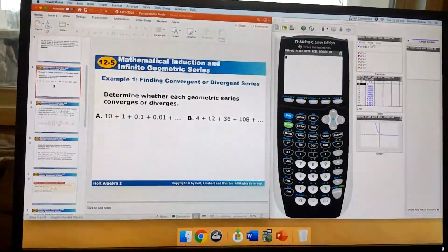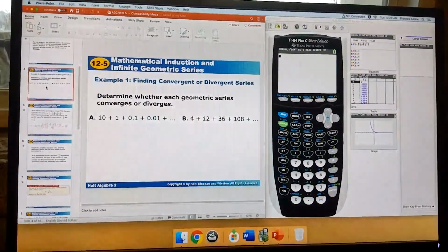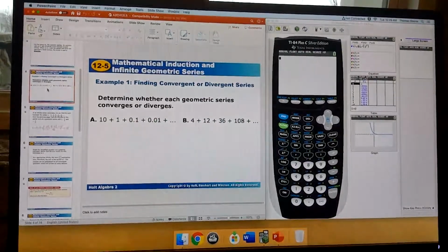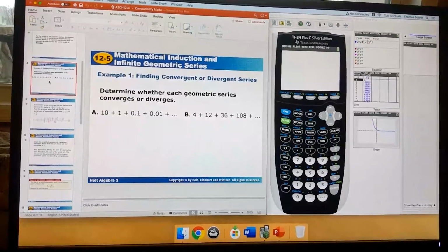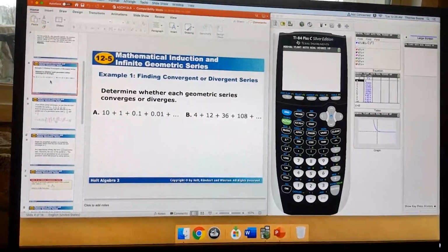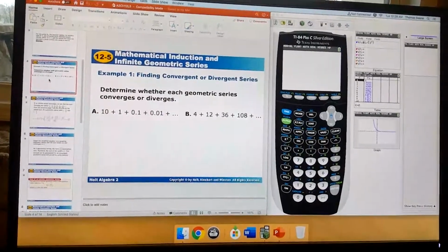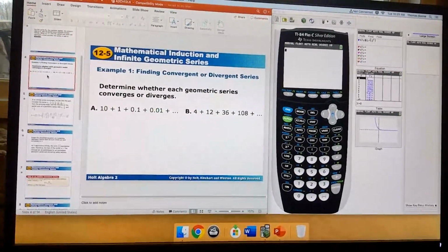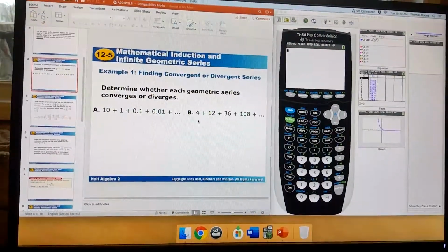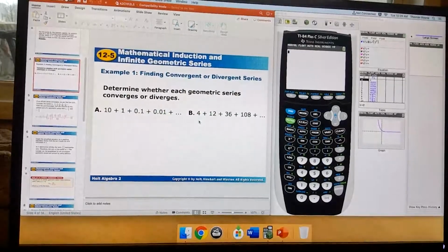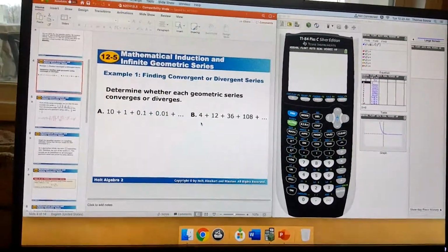So the first thing is being able to identify whether it converges or diverges. And letter A here, you can see 10, 1, 0.1. It's getting smaller. So we know that it converges. What you're multiplying by is 0.1. And you can always take the number and divide it by the previous number in order to figure out what that ratio is. And that's going to be something down the road we're going to want to do. Now, as we look at B over here, we have 4, 12, 36. Well, we're multiplying by 3, so it's getting bigger. We would say that series diverges, gets bigger and bigger.